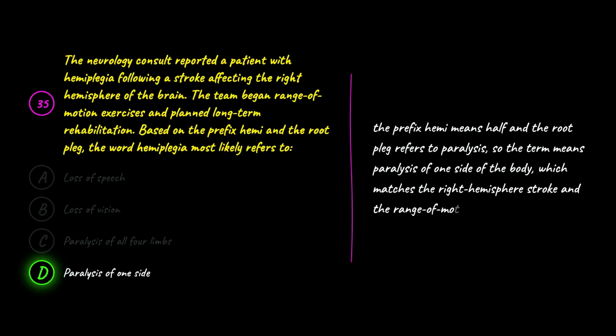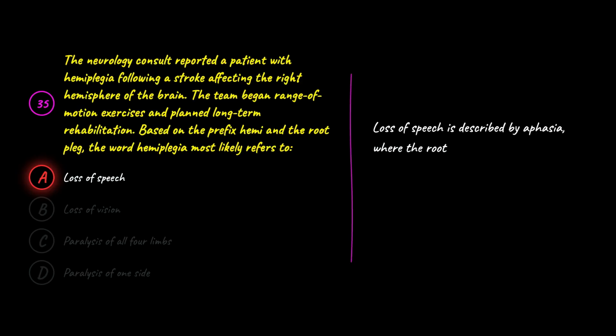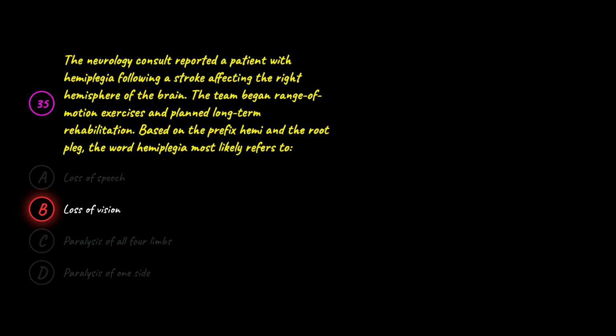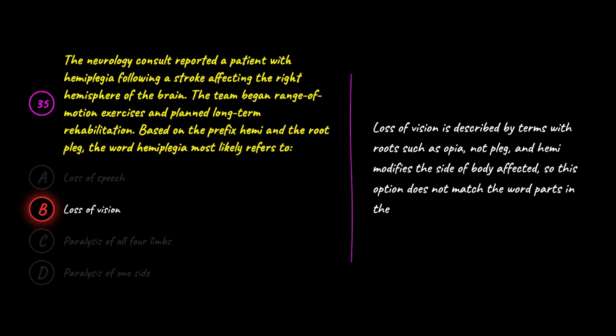A is wrong because loss of speech is described by aphasia, where the root refers to speech, and the prefix hemi and root pleg here concern movement rather than spoken language, so this option misses the roots involved. B is wrong because loss of vision is described by terms with roots such as opia, not pleg, and hemi modifies the side of body affected, so this option does not match the word parts in the term.